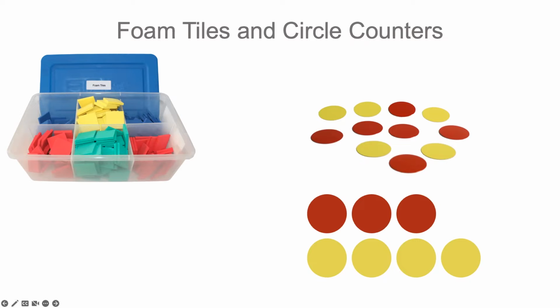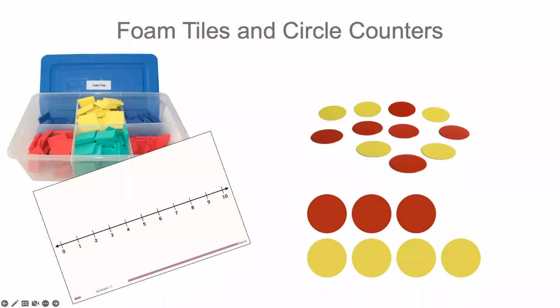lid. The dividers in the picture here are not necessary. The foam tiles fit between the numerals on the number line work mat, as well as fit within the squares that are found within the 5, 10, and 20 frames.